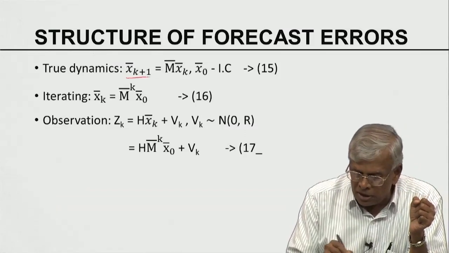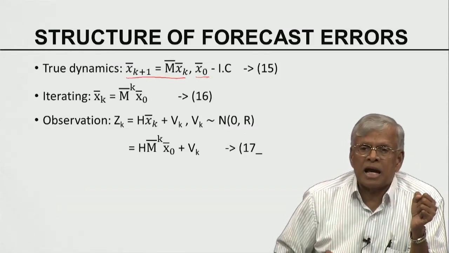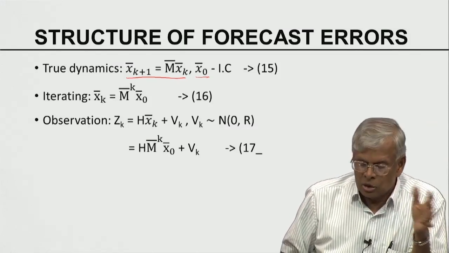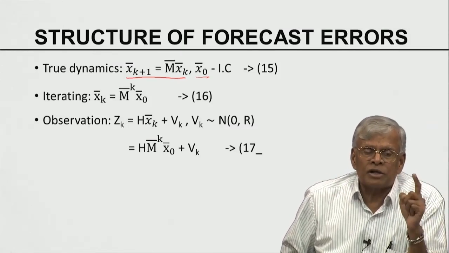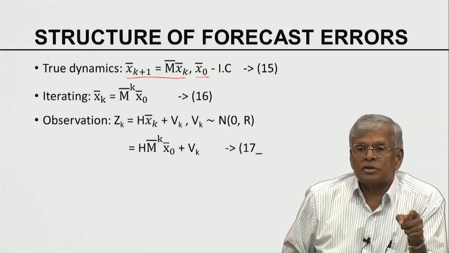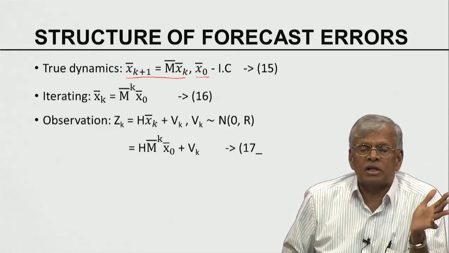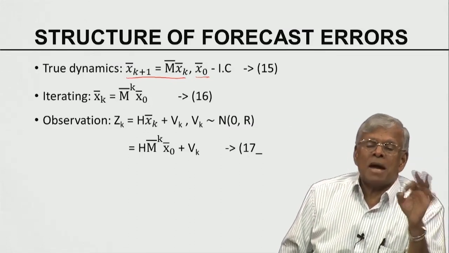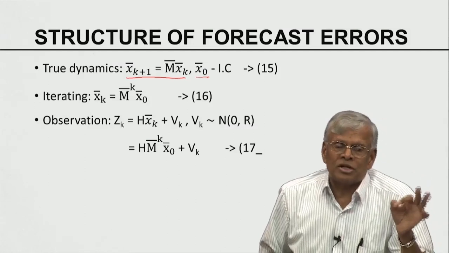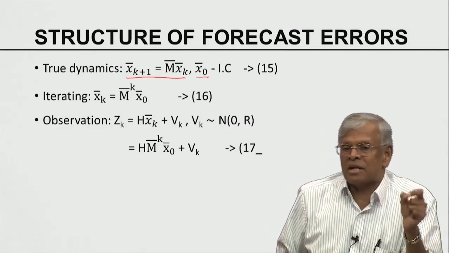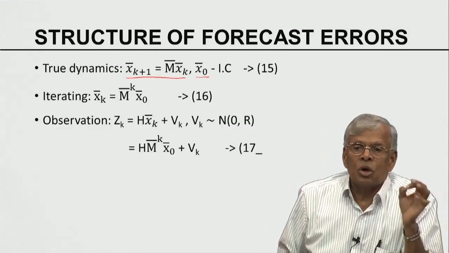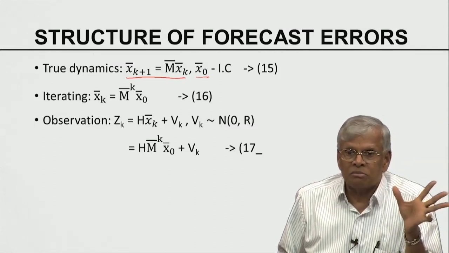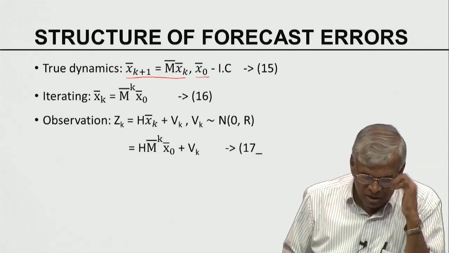So let this be the true model. Let x naught bar be the true but unknown initial state. So what does it mean? If you use the true model and start from the true initial state, the model forecast will be perfect. It will match the observation modulo noise. Please understand, when we say match, it is only in the deterministic sense; we cannot match the random process anytime. So whenever we say something matches something, it is always modulo noise. Noise is something we may have to live with.